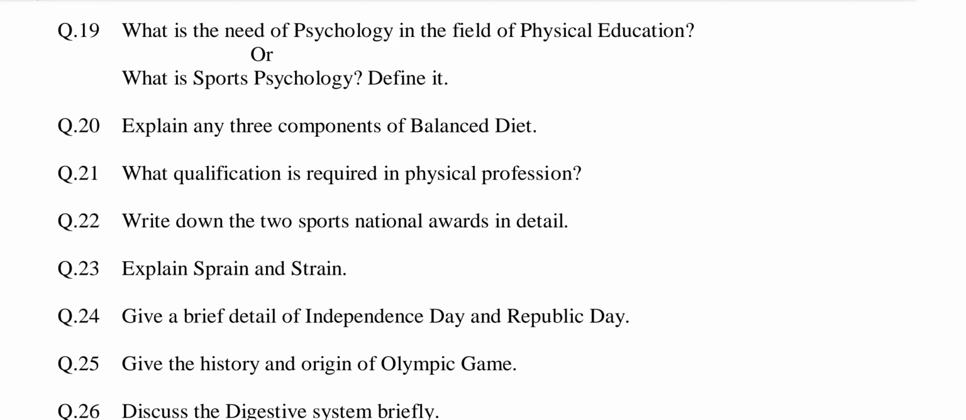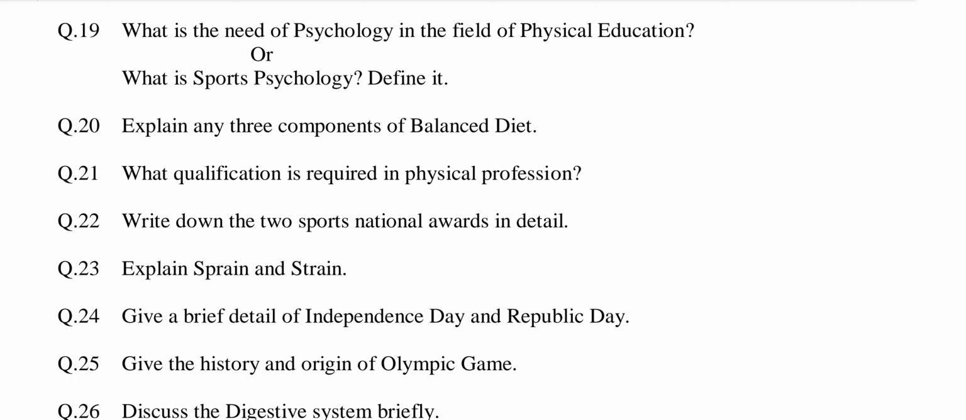In fact, the role of psychology in sports has given birth to a new branch of psychology, which is known as sports psychology. There are 3 types of sports psychology. Number 1, experimental sports psychology. 2, educational sports psychology. 3, clinical sports psychology.